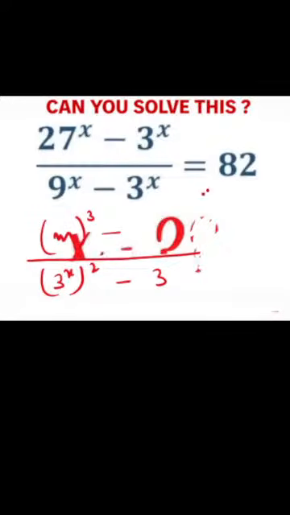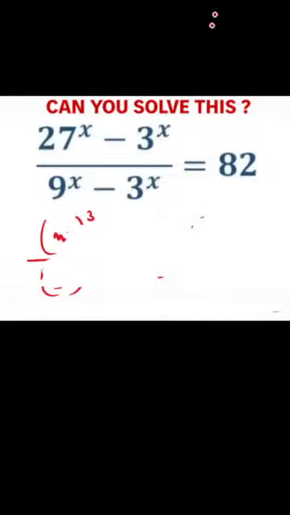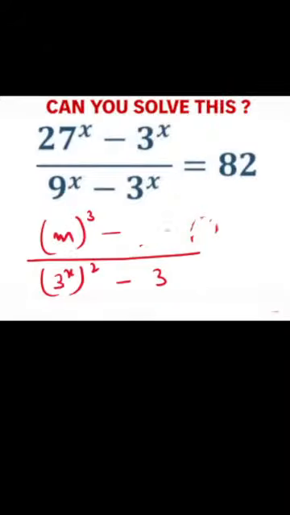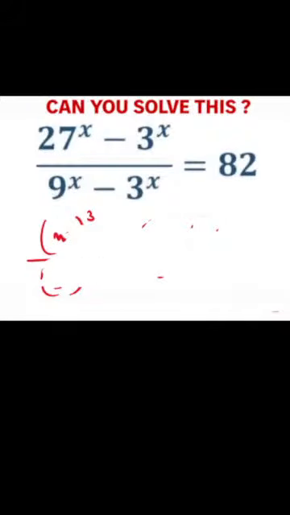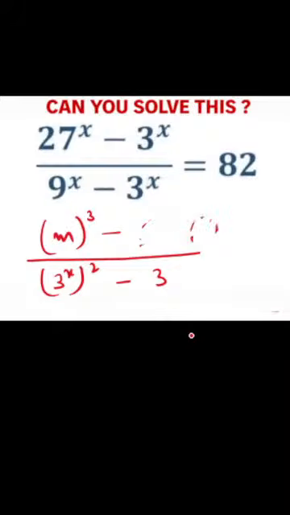Wait, what is happening? Okay, let me write it as m only. Wait, this one is also m. What is happening? Give me a minute. Okay, I'll erase all this. Wait.